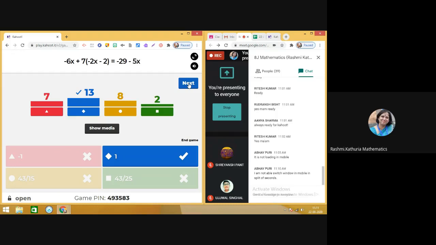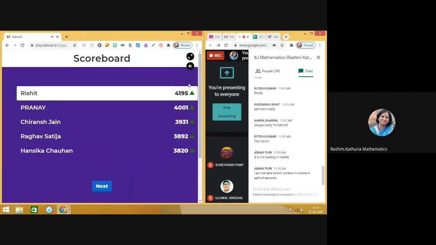Practice such questions, because these types of equations will be there even in word problems also. You might frame such equations. So solving linear equations is very important. Let me see. Rishit is there, Pranay, Chiranj, Raghav, and Hansika. Very well done. Keep growing. I'm moving on to the next question.